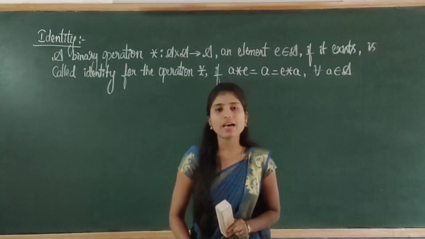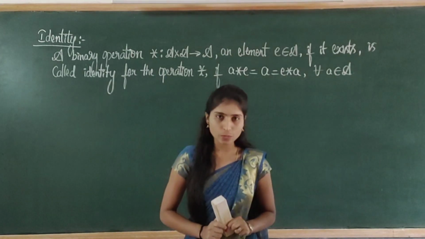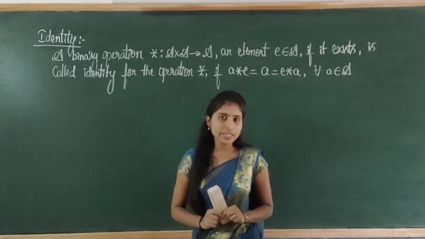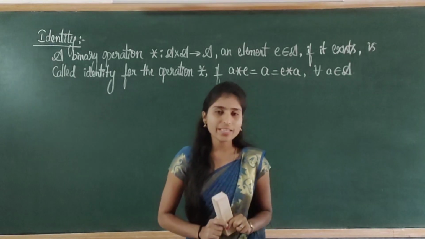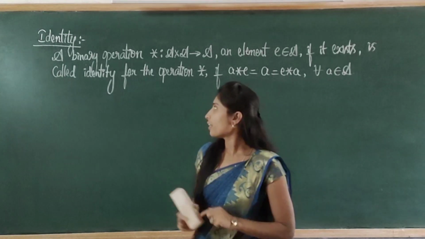In the previous class, we have studied the binary operation, its commutative and associative properties, right? In this class, we are going to see the identity, inverse element and then binary operation table. Okay, first see the identity definition.